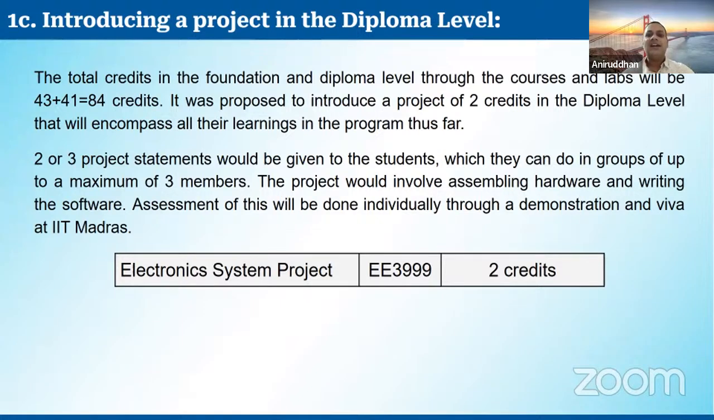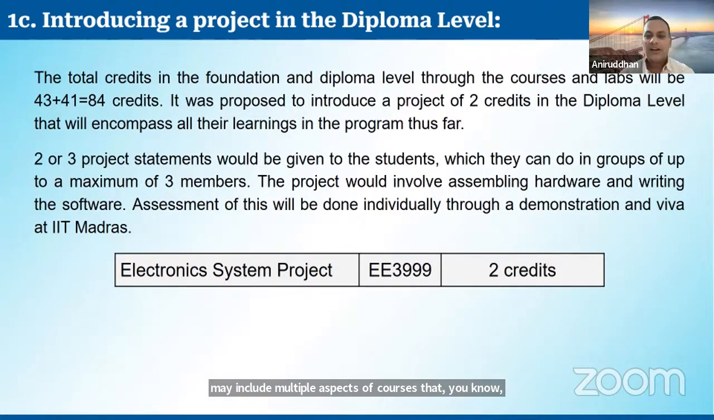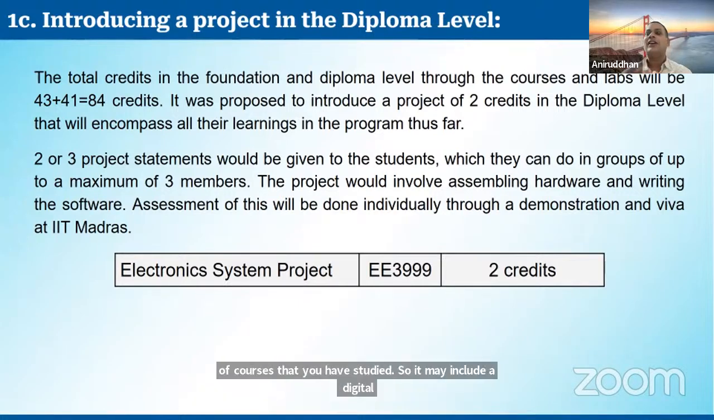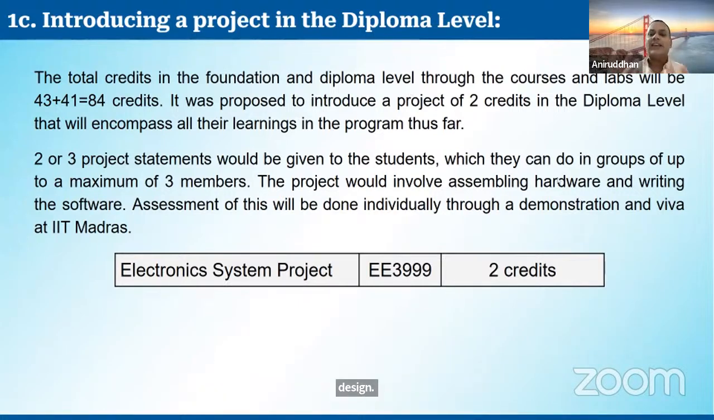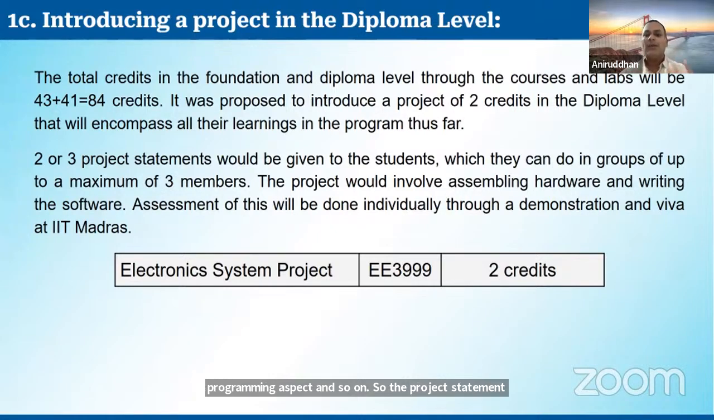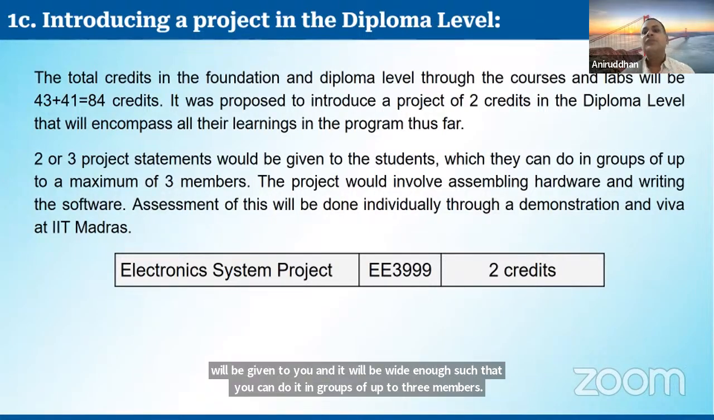Okay. And this project may include multiple aspects of courses that you have studied. So it may include a digital design or a digital systems aspect. It may include an analog aspect like a sensor aspect, or it may include a programming aspect and so on. So the project statement will be given to you, and it will be wide enough such that you can do it in groups of up to 3 members. Okay, so you will have to form groups among yourself, right?